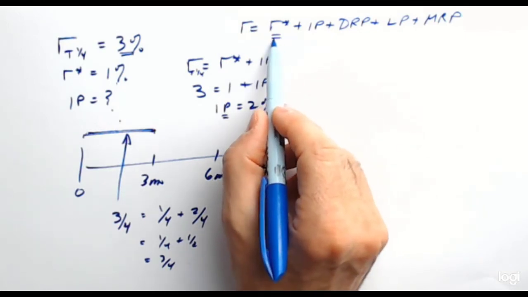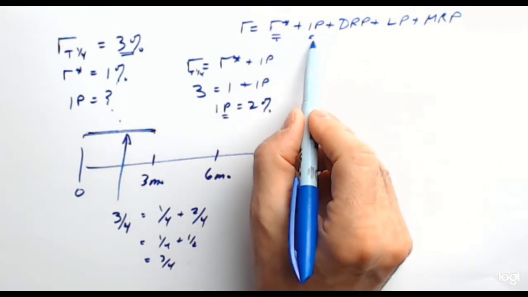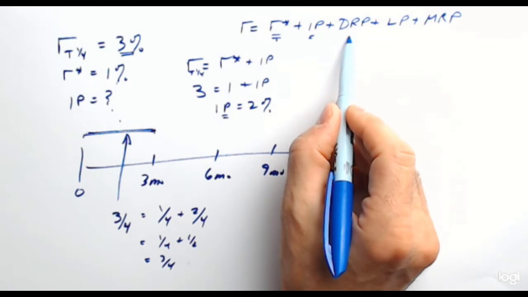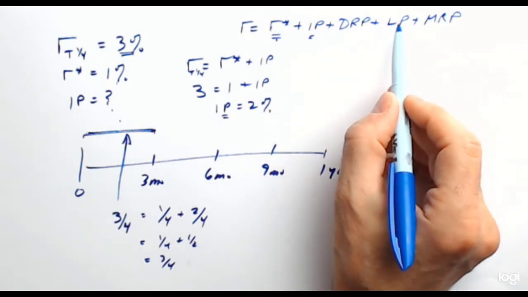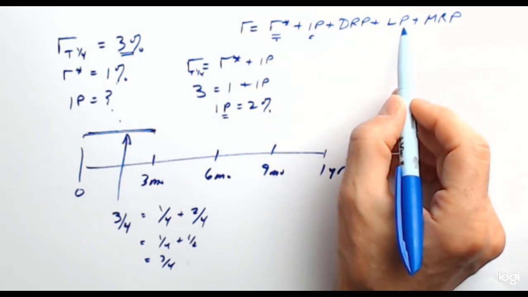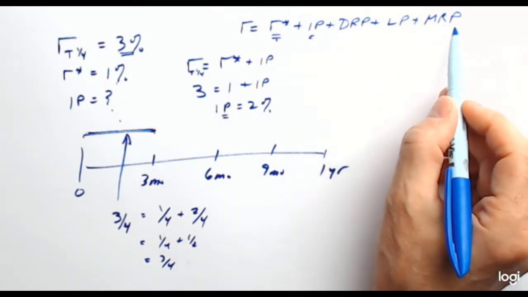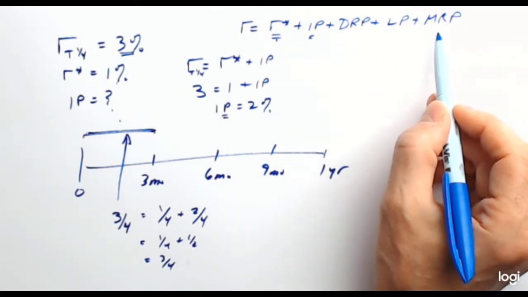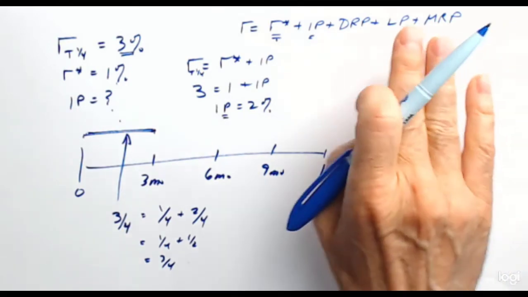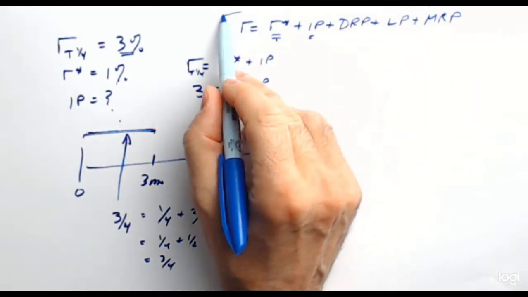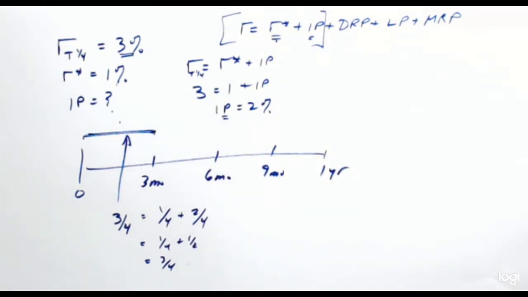This was a 3-month treasury bill. I looked at R-star, we looked at IP. There's no default risk premium because it's a treasury bill. There's no liquidity premium because it's in the treasury market and they're the most liquid securities in the world. There's no maturity risk premium because this security is under 1 year. So all of this washes away and we just dealt with this part of the formula.